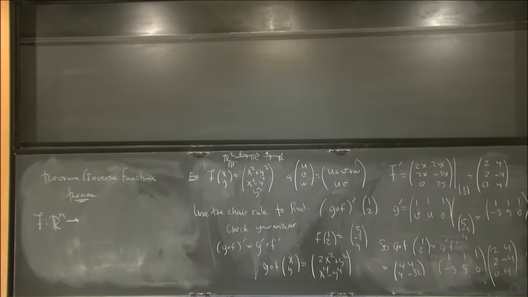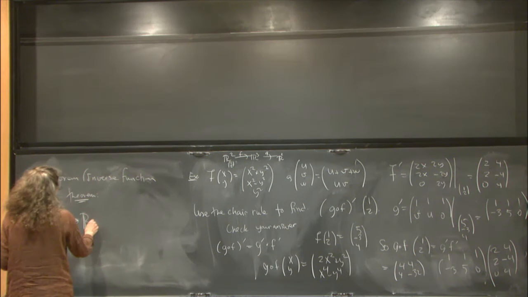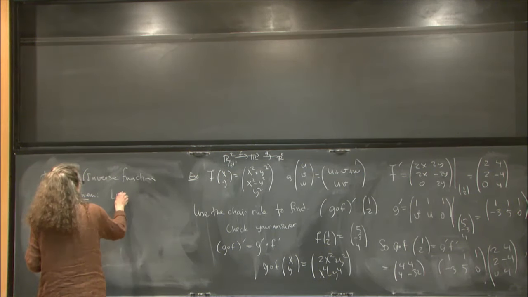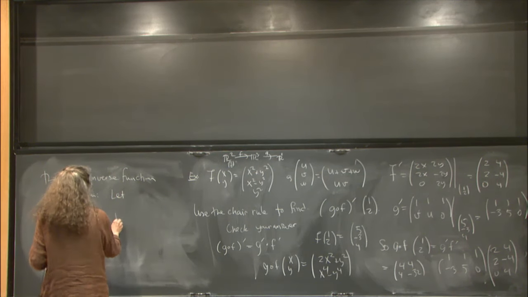Yeah, the two dimensions have to be the same size, at least if it's smooth, right? Right, so the dimensions have to be the same or there's no hope of talking about an inverse. So let this be a smooth map. Oh, did I say what smooth means?